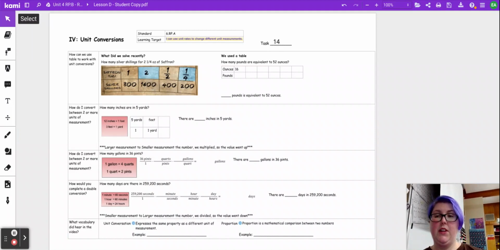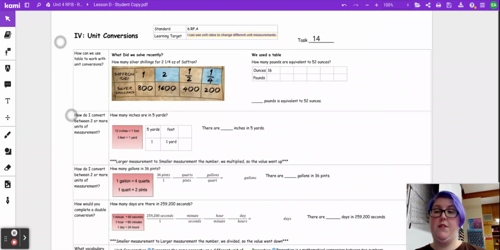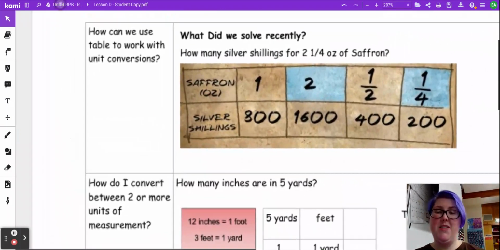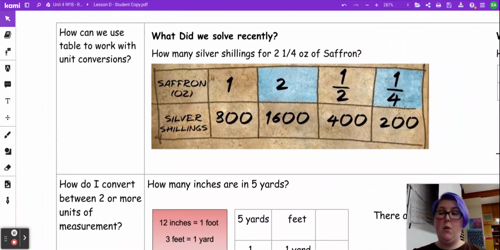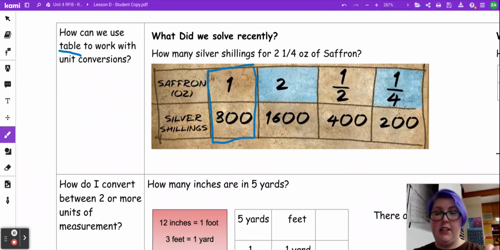Today we are going to be looking at unit conversions. So first, let's review the last math lesson. We are going to convert our saffron to our silver shillings, and we are going to use a table. We started with our original ratio of 1 ounce of saffron to 800 shillings.